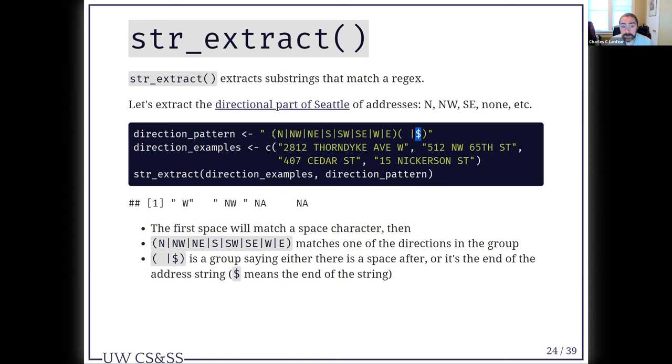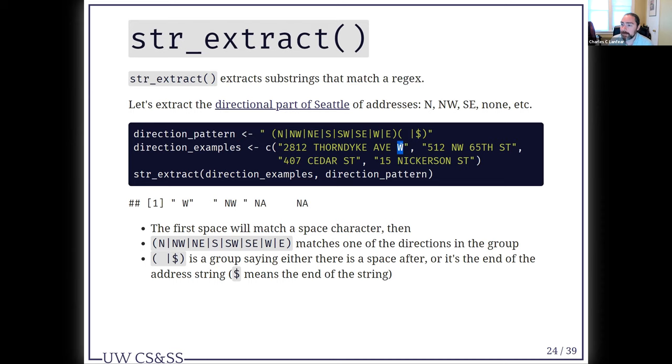So what this pattern says is, first match any space you see, but that space must be followed by one of these directional letters or pairs of letters, and then it must be immediately followed by either a space or the end of the string. When it matches 2812 Thorndike Avenue West, it goes like this: 2, nope, 8, nope, 1, nope, 2, nope, space. Hey, a space works for me, but a T doesn't match any of these things. Keep going. Oh, a space here, an A doesn't match any of these things. Oh, a space here, and then a W does match one of these. That's good. Move to the next thing. Space doesn't match, but the end of the string does.